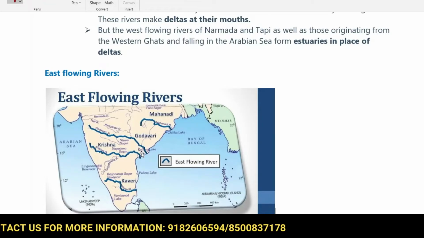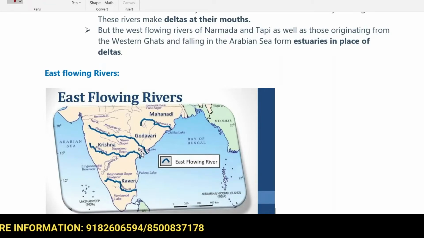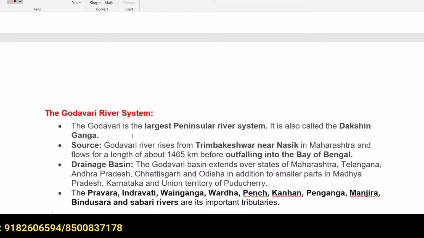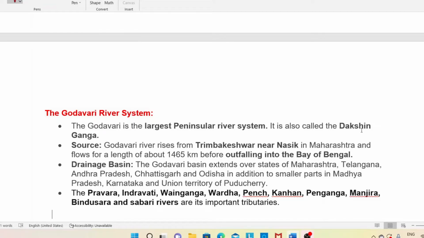Let's discuss the Godavari river system. The Godavari is the largest peninsular river system and it is also called the Dakshin Ganga. Important point: the Godavari river is also called the Dakshin Ganga and it is the largest peninsular river system. Let's see the source of the Godavari river system.